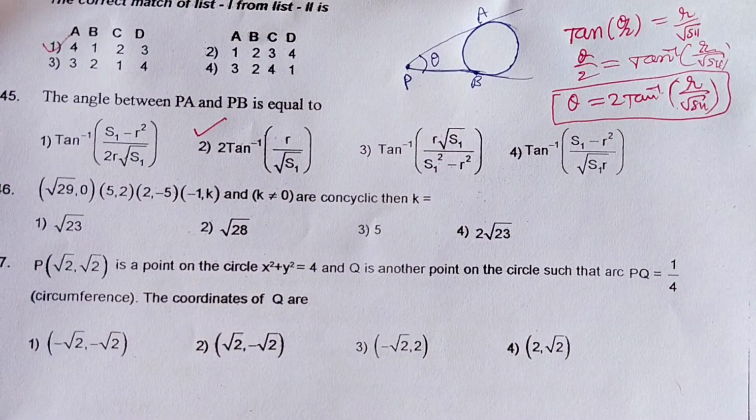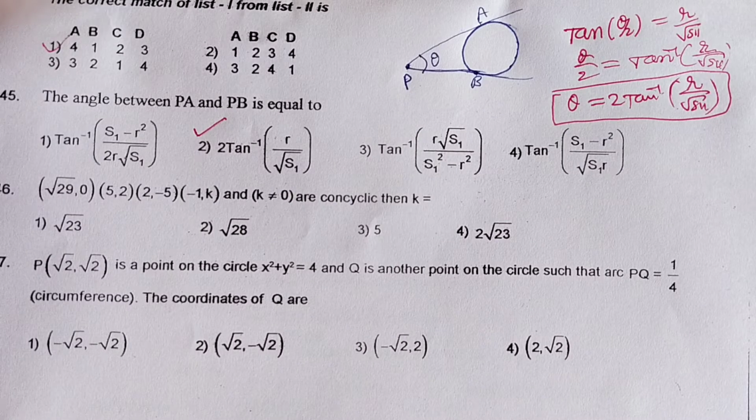Just from the formula, the angle between the two tangents from an external point P(x1, y1) to the circle S equal to 0 is tan theta by 2 equal to R by root S11. From that, theta by 2 equal to tan inverse of R by root S11. According to the options, instead of S11, S1 is there. That also we can consider as S11.